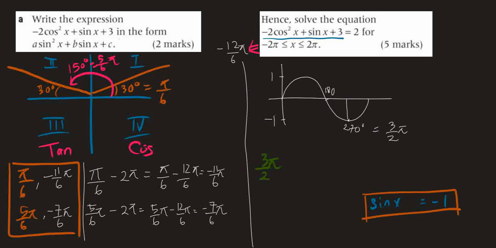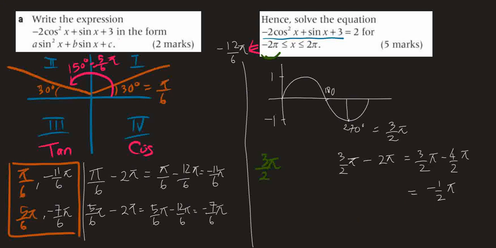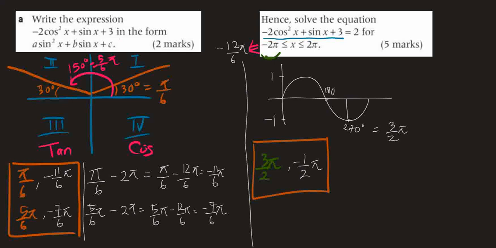So now our possible answer for the value of x where sine x equals negative 1 is 3 over 2 pi. And since the range starts from negative 2 pi, we just have to subtract 2 pi. 3 over 2 pi minus 2 pi is 3 over 2 pi minus 4 over 2 pi, then we get negative 1 over 2 pi. So that will be our next possible answer, minus 1 over 2 pi. So this is our possible answer for sine x equals negative 1, and the earlier ones are for sine x equals half.